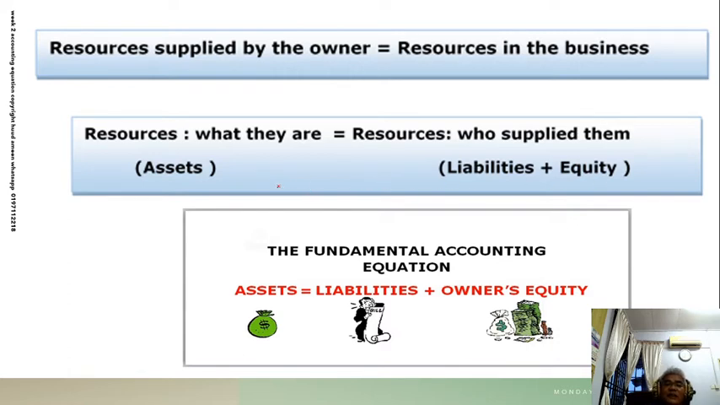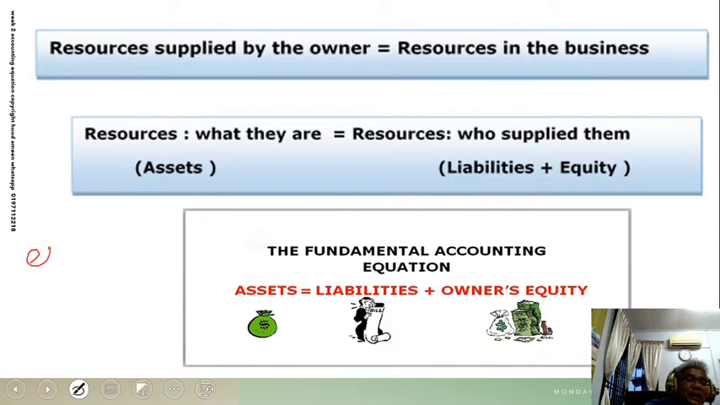So for example, you want to buy land amounting to 100,000 ringgit, but you don't have much money. First of all, your own money is about 10,000, and then the rest is from your loan. So this is the basic formula: asset equals liabilities plus equity. This formula you have to memorize. Remember, asset equals liabilities plus owner's equity.